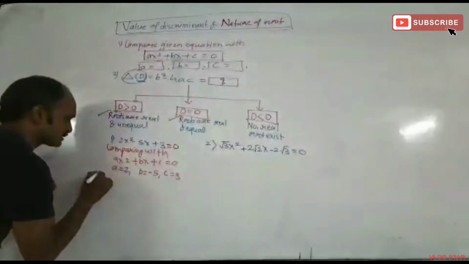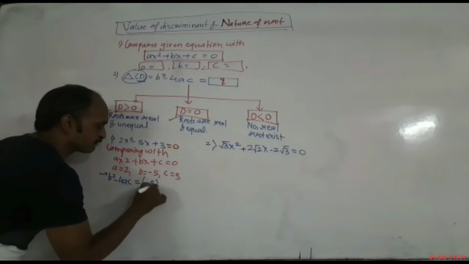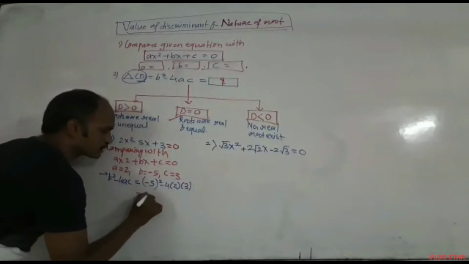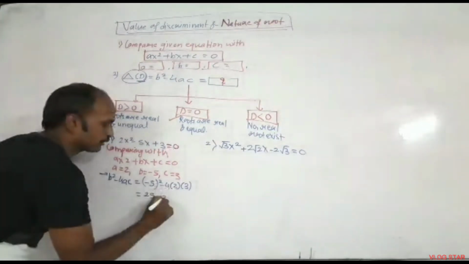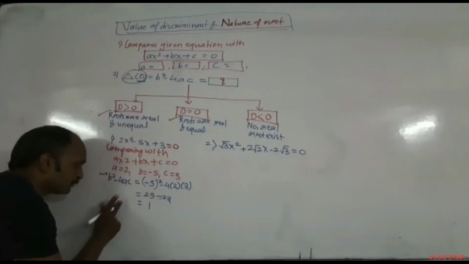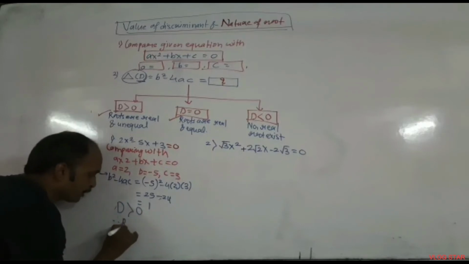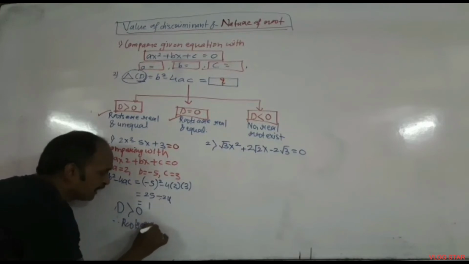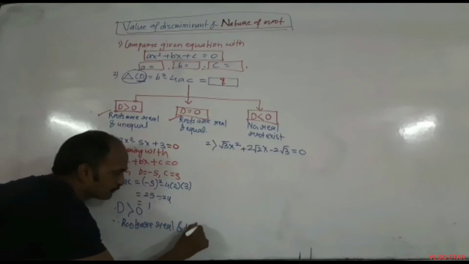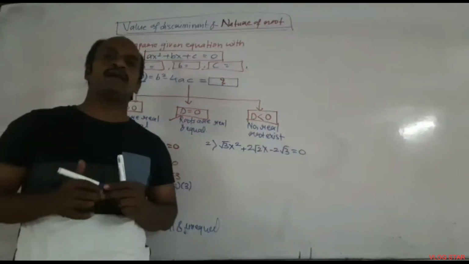Then the second step comes, find out b square minus 4ac. So minus 5 square minus 4 into a into c. Minus 5 square is 25. 4 times 2 is 8, times 3 is 24. So you are getting 25 minus 24 is 1. So your delta or D is more than 0. Therefore, roots are real and unequal. How did we decide this? Because we know the value of D is more than 0.